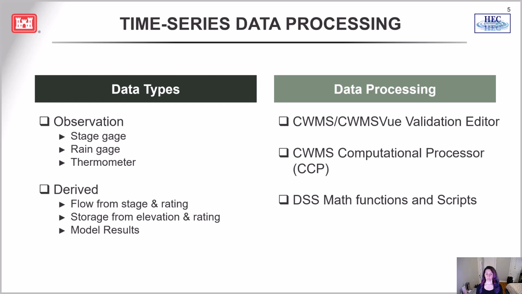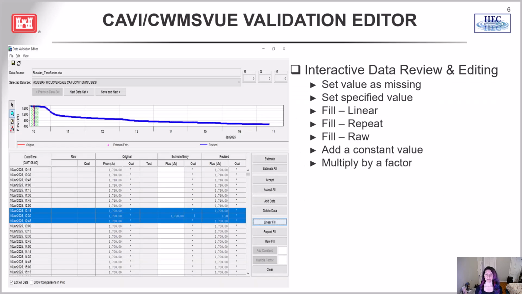Within SWMS, there are several tools available for processing and modifying time series data: the SWMS and MetVue Data Validation Editor, the SWMS Computational Processor, otherwise known as the CCP, and the DSS math functions and scripting. First, we're going to take a look at the CAVI SWMS-Vue DSS-Vue Validation Editor.